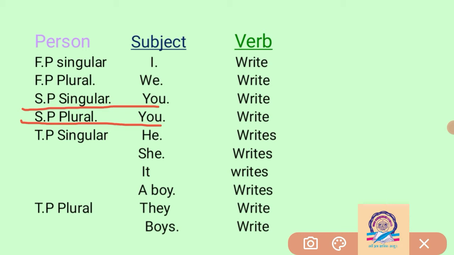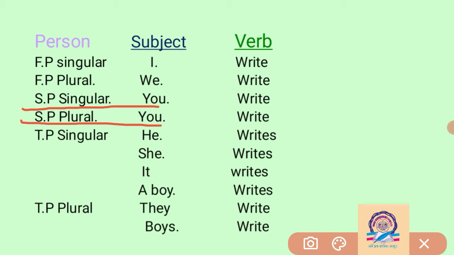If the speaker is only one person, then it is first person singular. And if the speaker is more than one person, it means first person plural. Then second person, you, is the listener, to whom we are talking here. If we are speaking and another person is the listener, the listener comes in the second person.